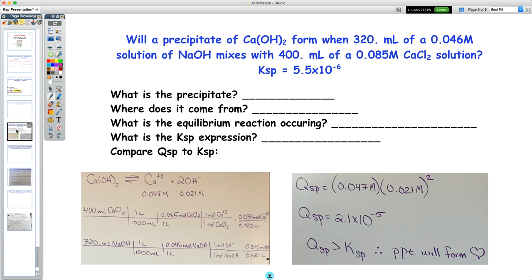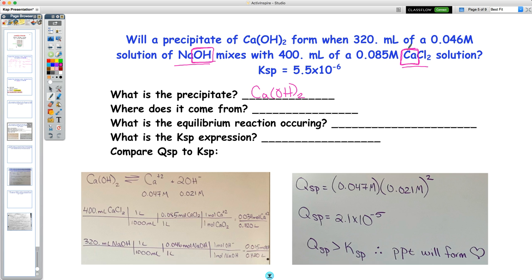I say, okay, if this is a solubility equilibrium problem, what is the precipitate? Well, they tell me it's going to be calcium hydroxide, right? Where does that come from? Well, if you look, they're mixing sodium hydroxide with calcium chloride, and essentially that's a double replacement reaction. The sodium hydroxide is going to be the contributor of the hydroxide for my calcium hydroxide. Calcium chloride is giving me my calcium.